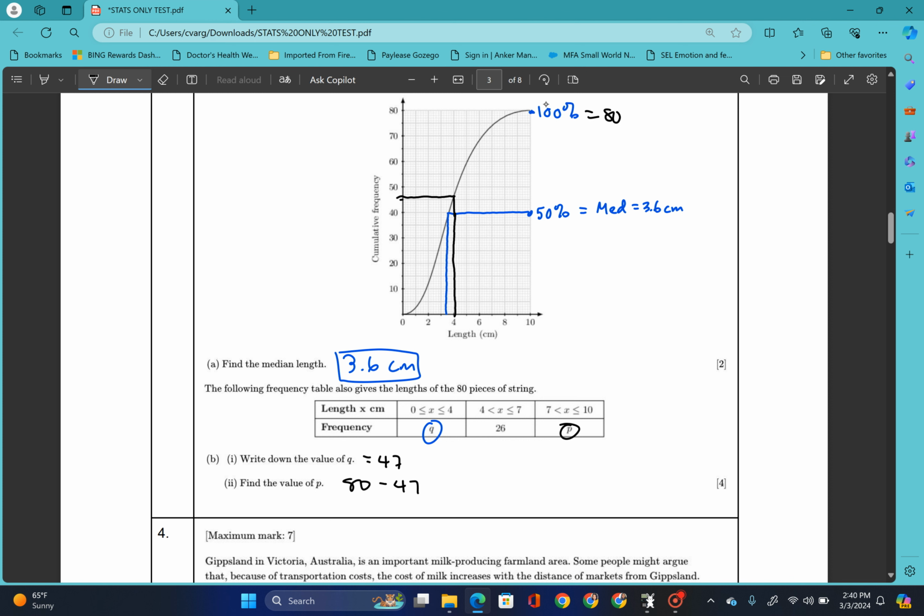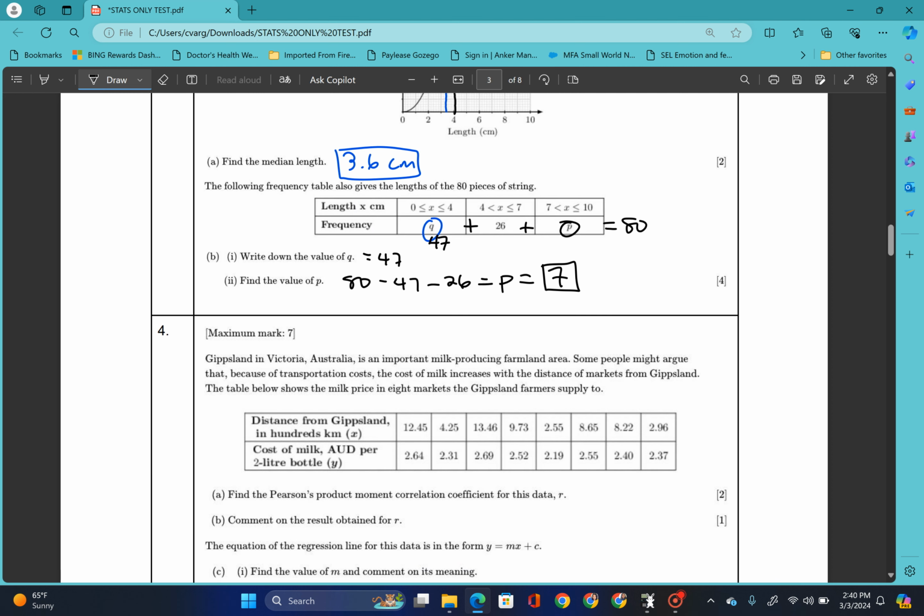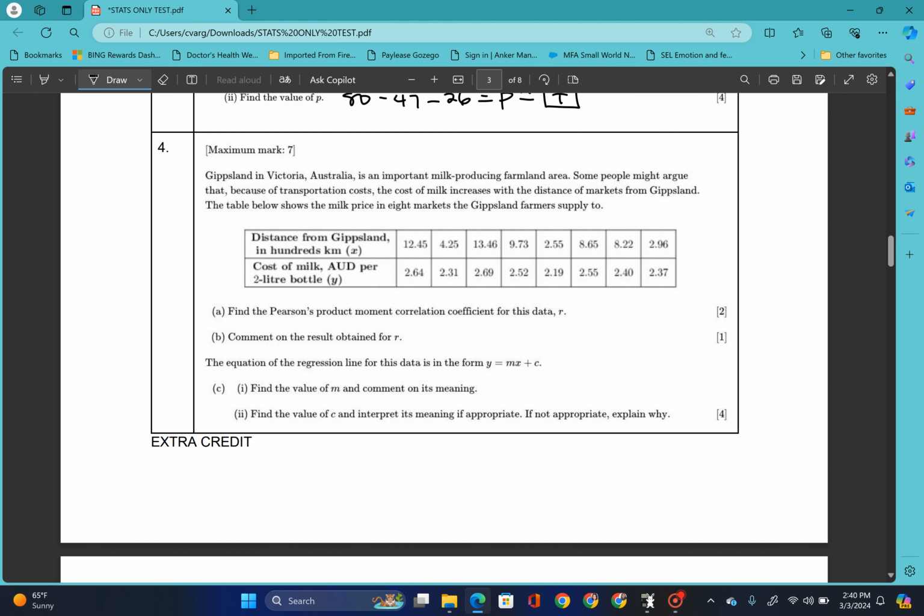Because all of these, if I take these and add them up, that's going to equal 80. So we already found out that this is 47. So 47 plus 26 plus P is equal to 80. So all we have to do is just take 80 minus 47 minus 26, and that gives us the value of P. And P is equal to 7 when we do that. Okay. All right. Hopefully these are straightforward for us.